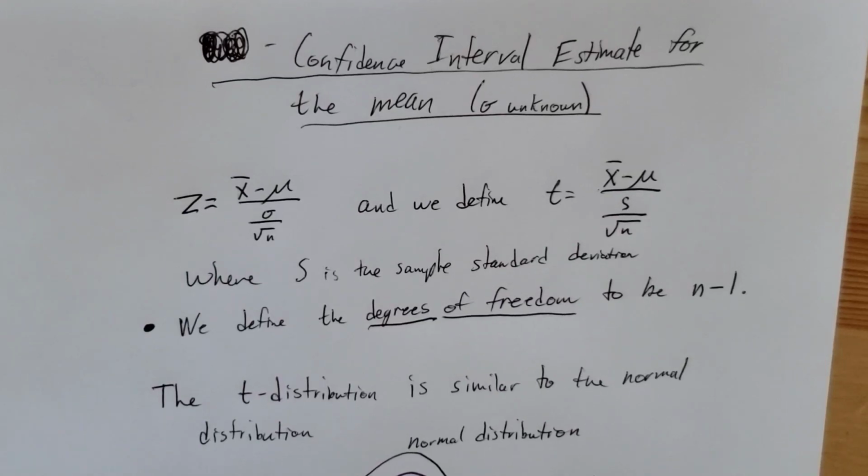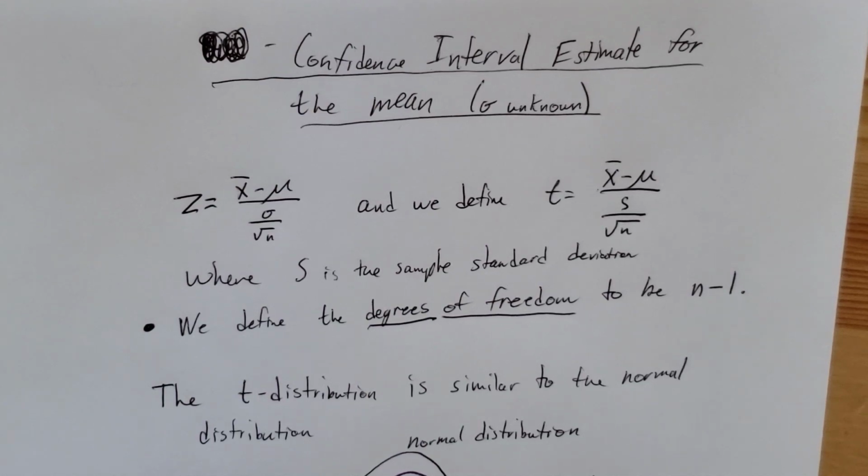In this video, we're going to cover the confidence interval estimate for the mean when the standard deviation of the population is unknown. So previously we had assumed that we knew the standard deviation of the population, but that's not very likely in practice. What we can do, though, is find a sample and calculate some statistics from that, including the sample standard deviation.